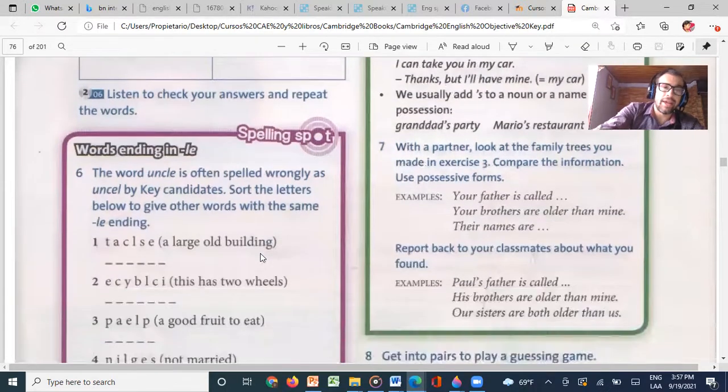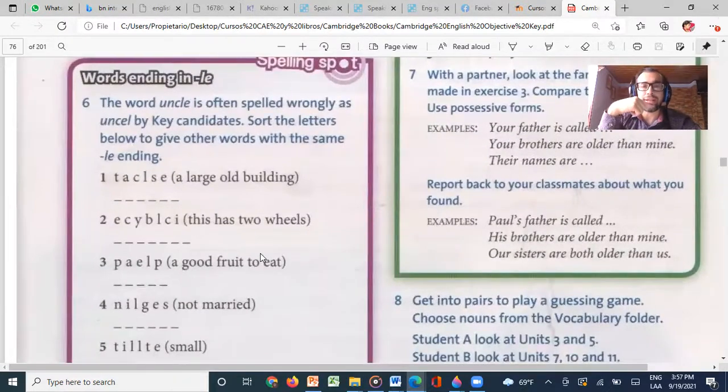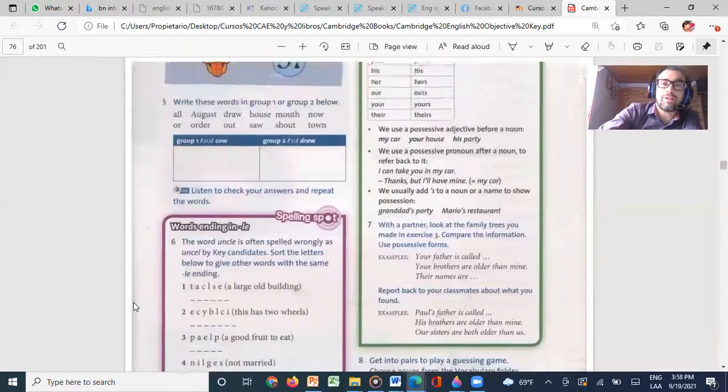Okay, so we need to write down which words go in this sound and which go in this other sound. Now, for the spelling spot, it says the word uncle is often spelled wrongly as unsel by key candidates. Sort the letters below to give other words with the same LE ending. For example, how do you call a large building? Or this has 2 wheels, for example, bicycle, right? So these are some words that we need to figure out from the meaning, and we need to write them down here. And of course, we see the letters here, but they are scrambled a little bit, so we just need to put them in the correct form.